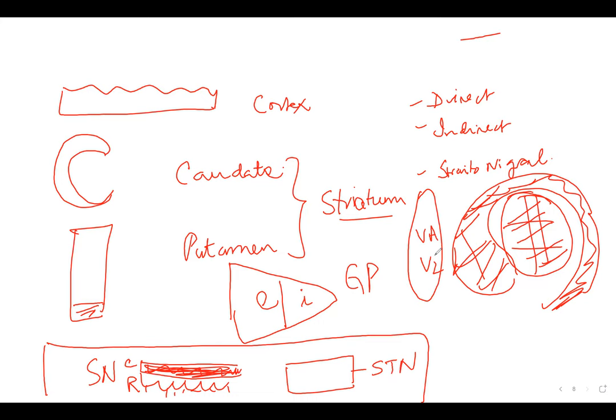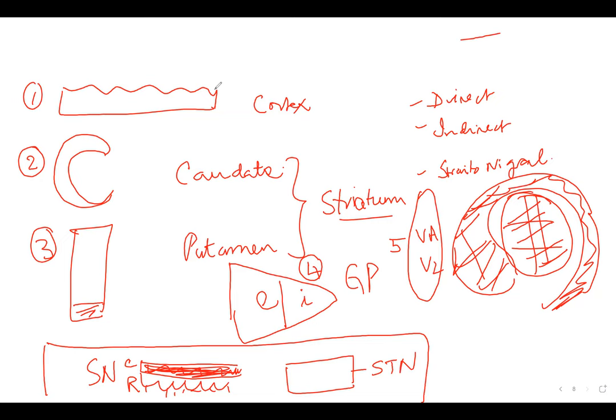So in the direct pathway, what are the things involved? One, cortex; two, caudate nucleus; three, putamen; four, globus pallidus interna, not externa; and five, thalamus, and then go back to the cortex. Now tell me, what are the structures that are involved in the direct pathway? Caudate and putamen, sir. Subthalamic nuclei and substantia nigra are not involved, sir. And globus pallidus externa is also not involved.